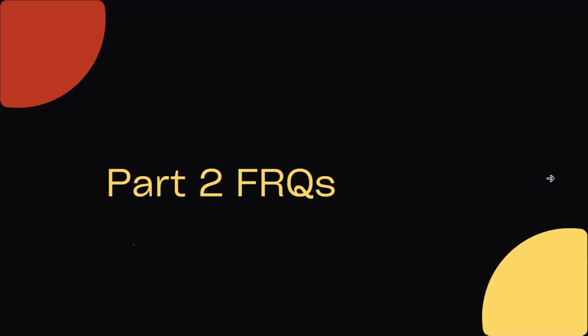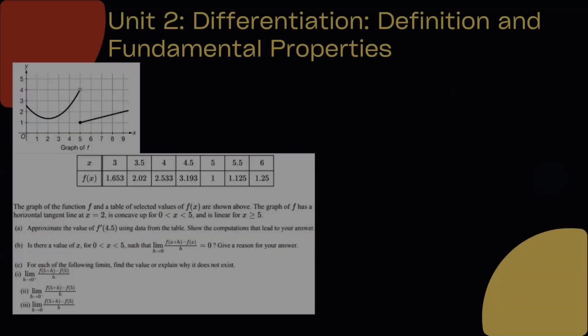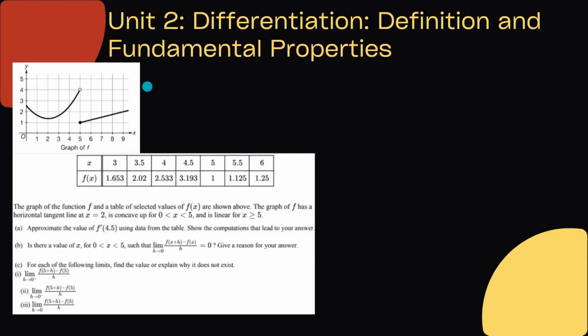So now we're moving on to part 2, where we're going to look at some free response questions. The graph of the function f and a table of selected values of f are shown above. The graph of f has a horizontal tangent line at x equals 2, is concave up from 0 to 5, and linear for x greater than or equal to 5. Approximate the value of f prime of 4.5 using data from the table. Show the computations that lead to your answer.